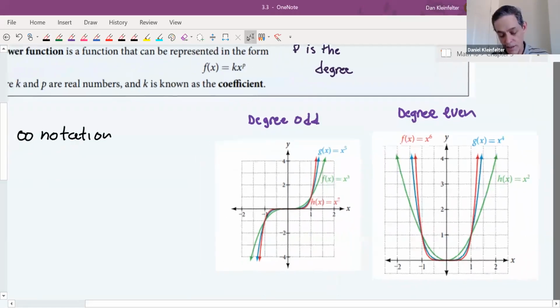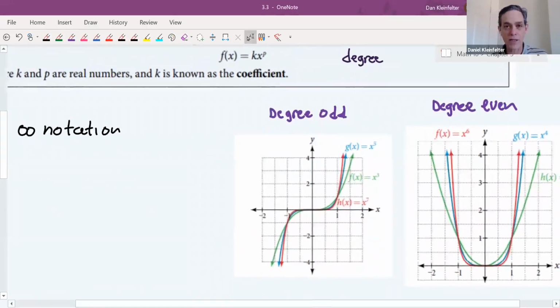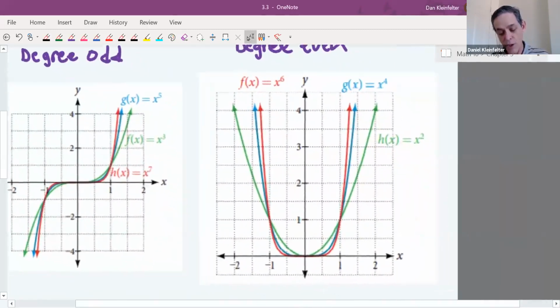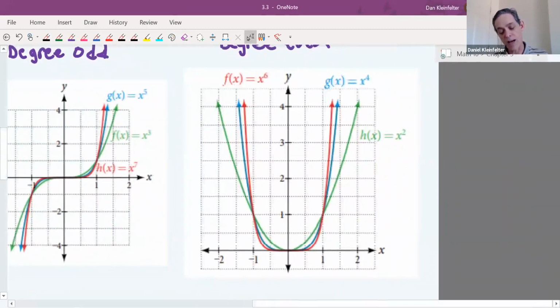Okay, so let's talk about that a little bit. Let's do the odd degree ones. Let's actually do even degree first. So here we've got graphs of x squared shown in green. That's the lowermost graph, counting from the right to the left. And then an x to the fourth graph in blue and an x to the sixth graph shown in red.